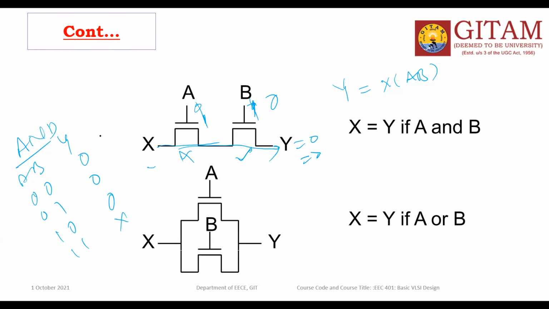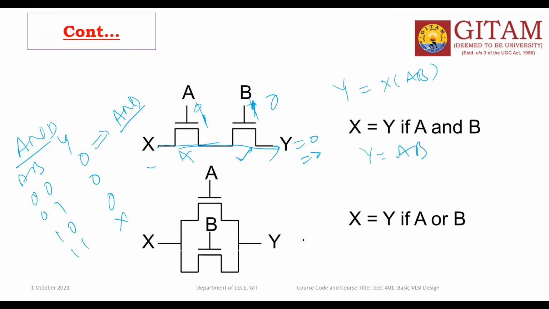So this looks like the truth table of an AND gate. To realize the AND gate, we can arrange the pass transistors in series. So finally, Y is equal to AB.